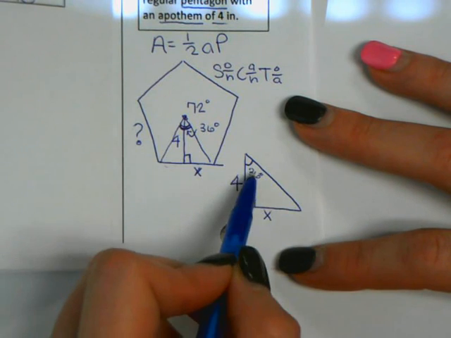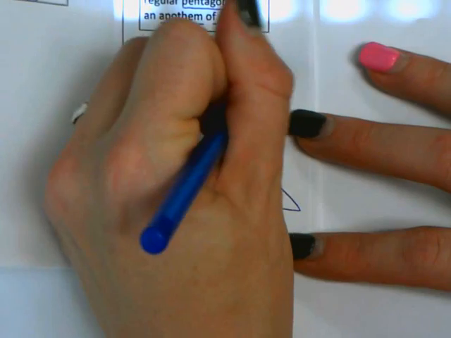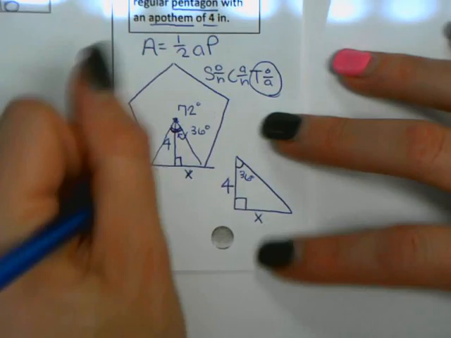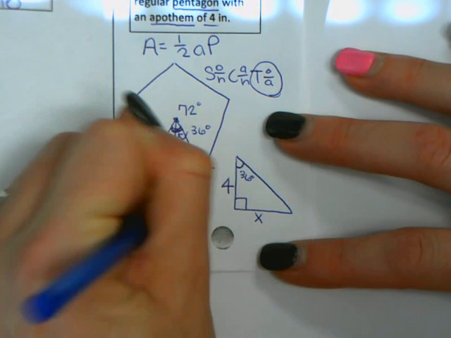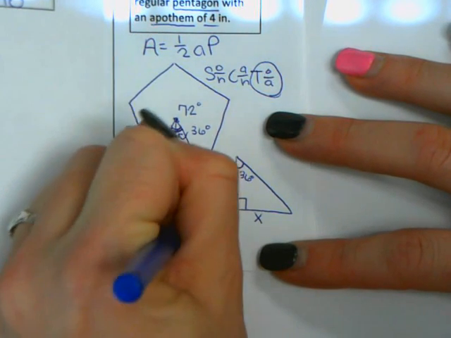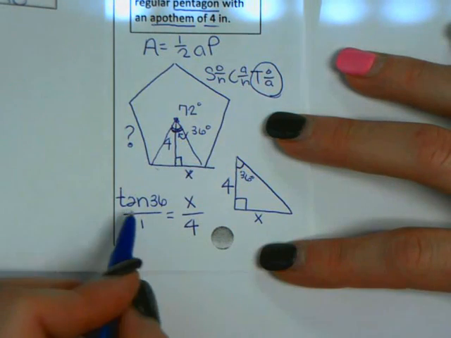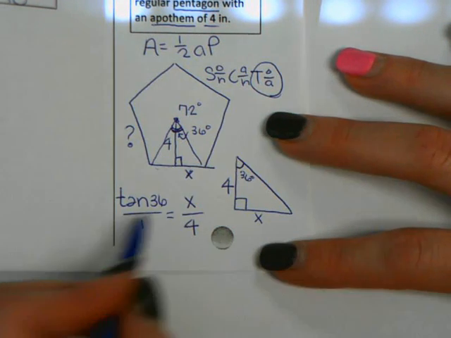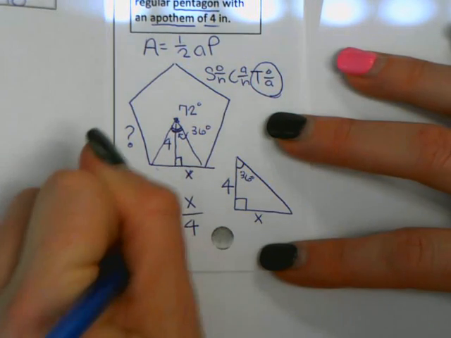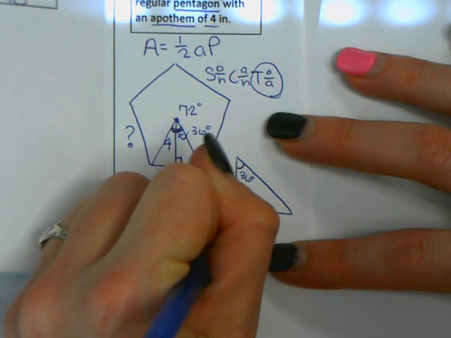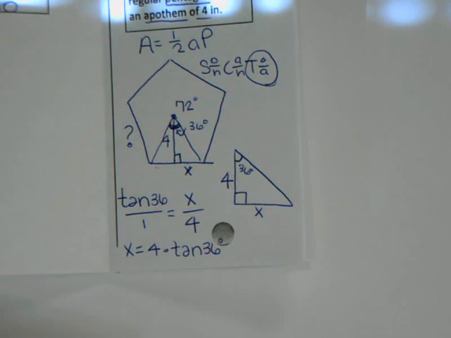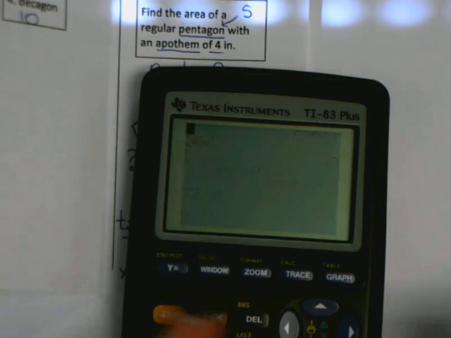So ask yourself, what do I have and what do I want? I have the adjacent. I want the opposite. So tangent's going to be helpful. So tangent of 36 degrees equals the opposite over the adjacent. Now I can solve my proportion, and x equals 4 times tangent of 36 degrees.